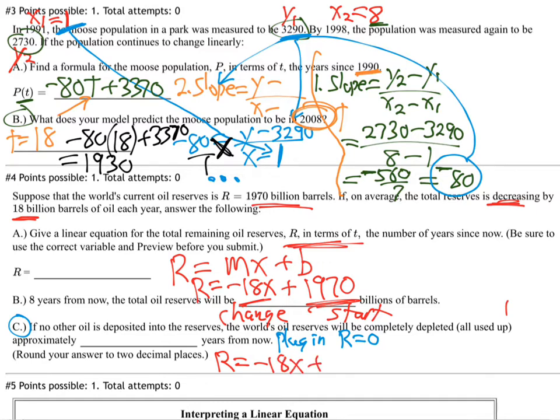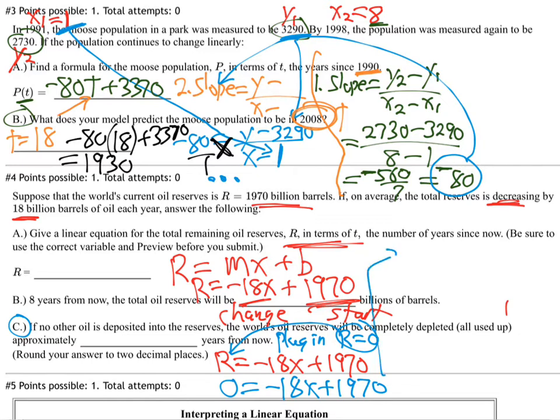So we're going to take the equation R equals minus 18x plus 1970. And we're going to take 0 and we're going to plug it in right there. 0 is minus 18x plus 1970. Does that make sense? They're saying, when's the reserve going to be 0? Whereas on part B, they asked us 8 years from now. So we plugged in x is 8. So now we need to solve that equation.